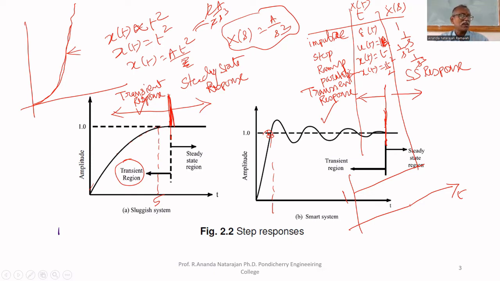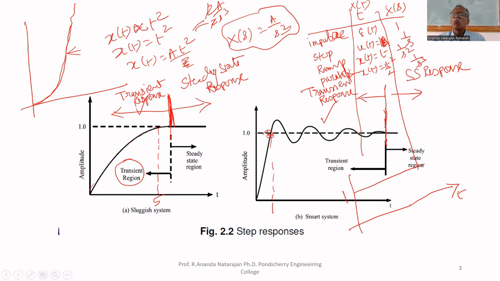There are many inputs to study a system. The impulse input we can give, and how it behaves in time domain is called the impulse response. We can study the characteristics of the system. We can give step input, ramp input, parabolic input, and study the characteristics. There are 4 standard types of input signals that we can give and study the characteristics of the system.